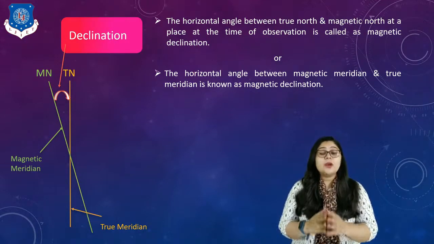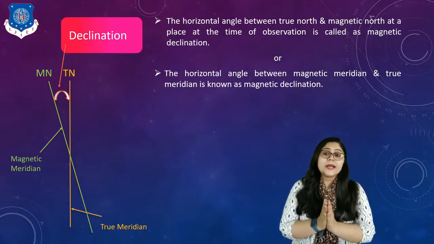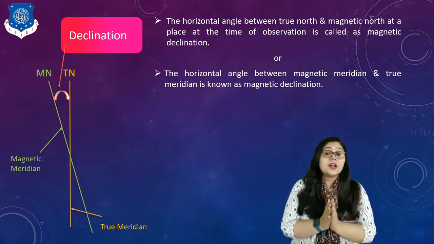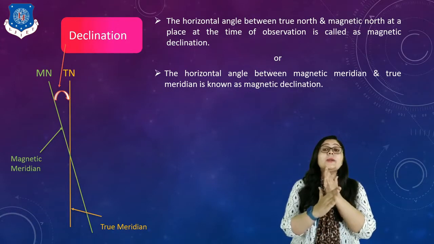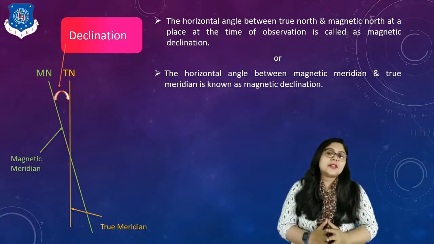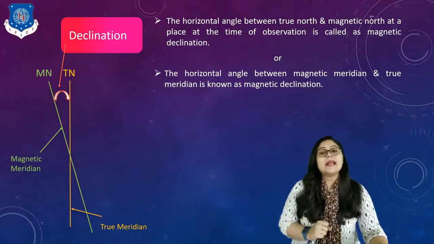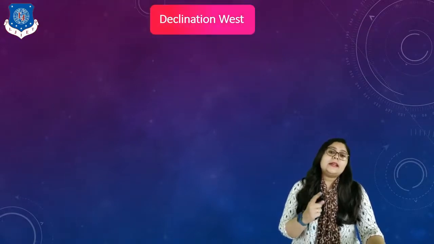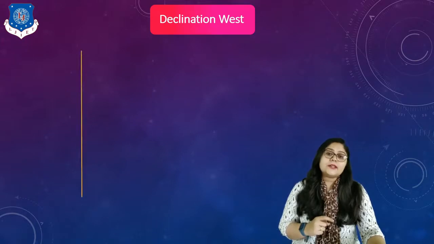So generally, when I am talking about the angles with respect to a survey line, that is something different. That is the bearing of the line, right? But when I am talking about the angle between the two reference lines, that is always known as the declination. But again, it can be of two types: declination west and declination east. Now let us understand how.